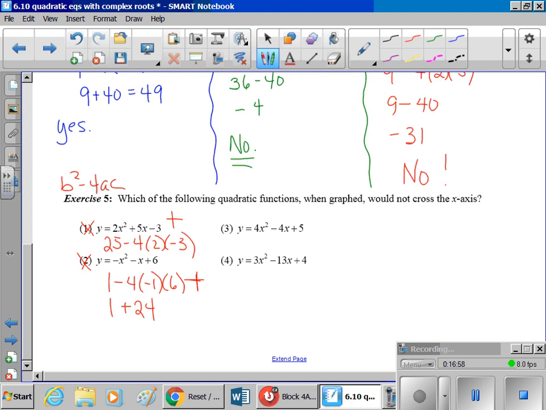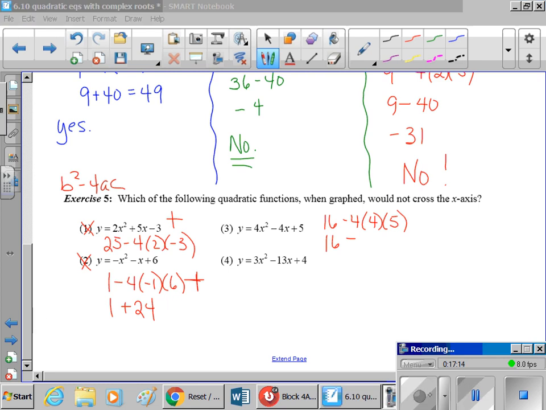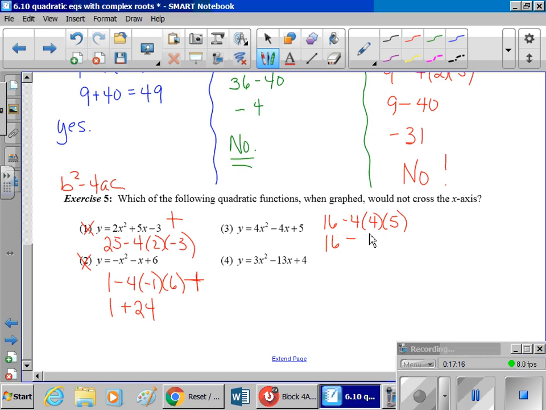Taking a look at number 3, b squared minus 4 times a times c. Okay, this one might give me trouble. So this becomes 4 minus, and 16 times 5 is 80. So I know this is now going to give me a negative 64. When you have a negative underneath, there's my answer. I like to be complete and try them all.